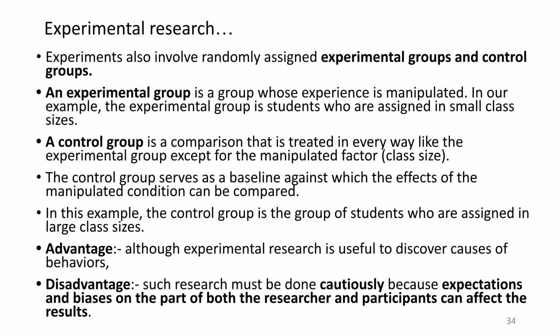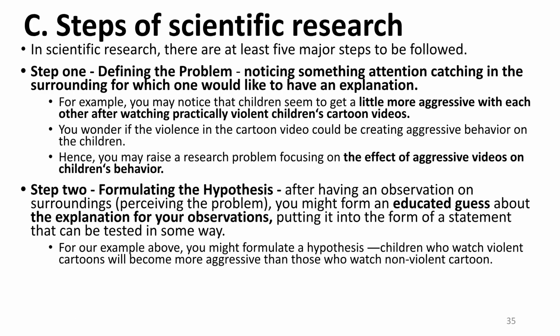Experimental research is a method that allows researchers to study the cause and effect relationship between variables. It involves manipulating one or more factors, the independent variable, while holding all other factors constant and measuring the resulting dependent variable. Experiments involve randomly assigned experimental groups, where the experience is manipulated, and control groups, which serve as a baseline comparison. The advantage is discovering causes, but a disadvantage is that researcher and participant expectations can affect the results.